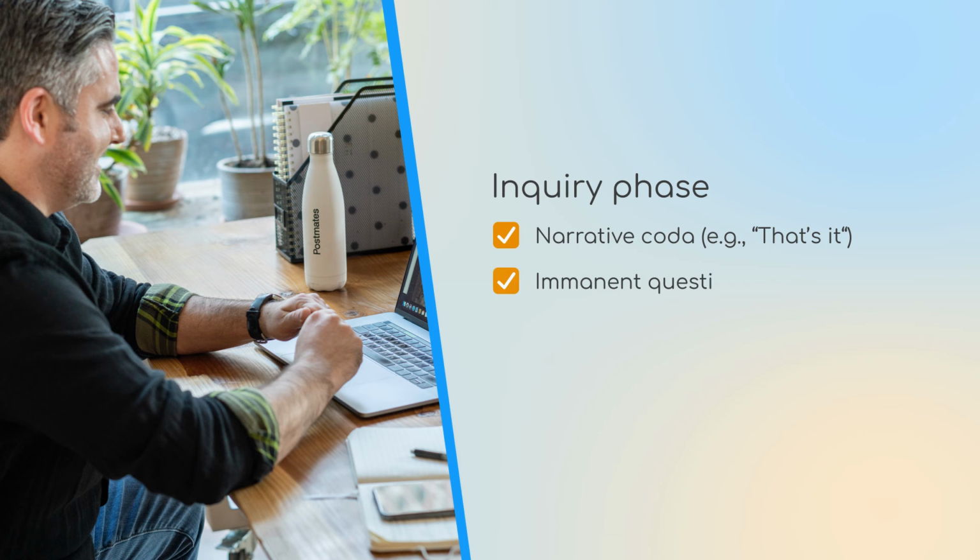The inquiry phase begins as soon as the interviewee indicates the end with a so-called narrative coda such as "that's it." Then the time has come for you to ask the interviewee questions. In this context, a distinction is made between so-called imminent questions and exminent questions. Imminent questions refer to what has been said so far and are intended to trigger further narratives. They serve to deepen certain aspects and to address untouched aspects and areas.